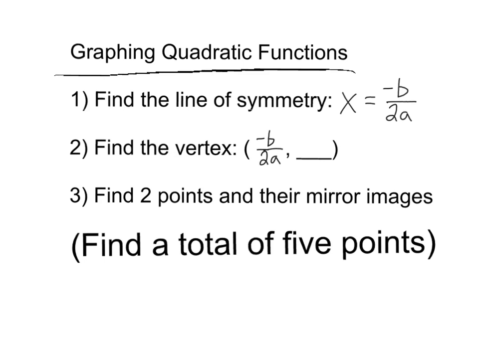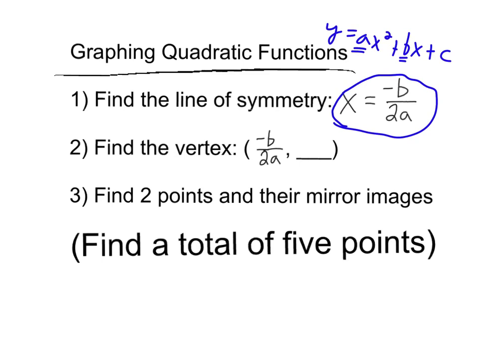And the line of symmetry is going to be on this line, x equals negative b over 2a. All right, and again, that goes back to that idea we talked about earlier, that it's y equals ax squared plus bx plus c. So the b and the a are coming from that equation. So basically they're going to give you an equation and they're going to say, graph this. So this is what we're going to have to find first, that line of symmetry. What is the line of symmetry, or what is the axis of symmetry?